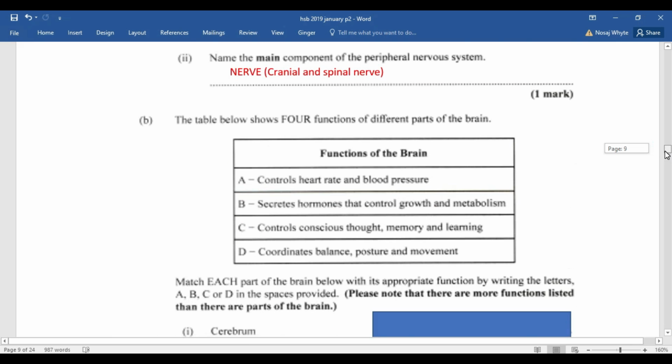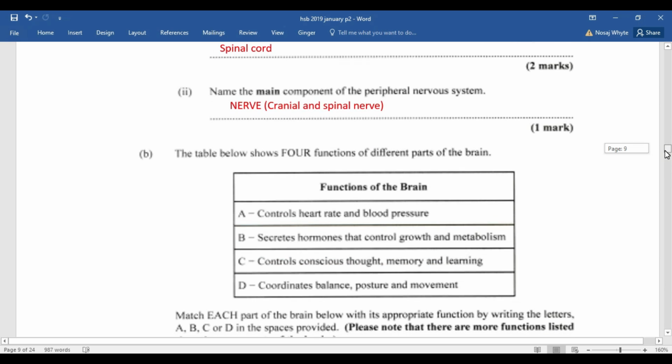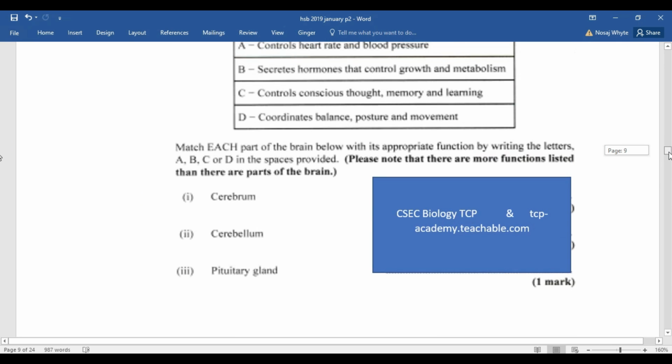Then we move right along. Just ignore me going up and down, having problem managing this thing. The table below shows 4 functions of different parts of the brain. All right, sometimes we're seeing some diagram of the brain, and sometimes we struggle to interpret what is being asked, what is it that we are expected to answer.